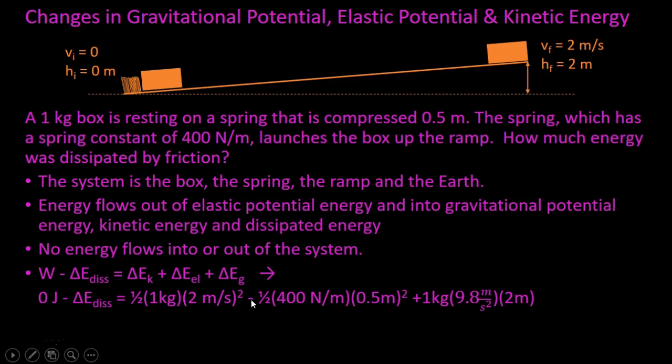Notice I put a minus sign in place of the plus sign because we had energy flowing out of that storage mechanism. And when energy flows out of a storage mechanism, it's a negative number. And lastly, I entered the numbers to calculate the change in the gravitational potential mechanism. So when we do the math, we find out that negative change in dissipated energy is equal to negative 28.4 joules. And so those two negative signs cancel each other out, and the amount of energy dissipated by friction as the box went up the ramp was 28.4 joules.